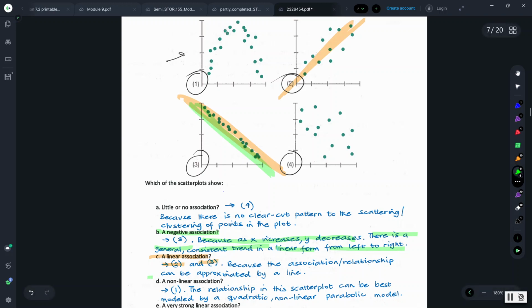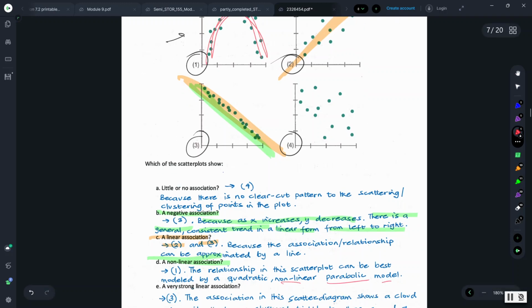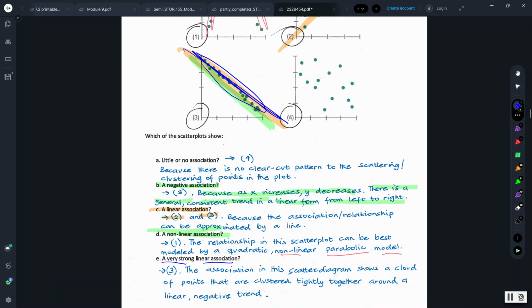Then which shows a non-linear association? The association exists, the connection exists, but it's just not a linear one. And that would be, in my own judgment, scatter plot 1, which almost looks like a parabola. So this is a non-linear parabolic model that would be most appropriate to model the relationship between y and x. Then which one shows a very strong linear association? I think that would be, for the most part, 3, because most of the points are clustered around that line of best fit. That would be my answer here.